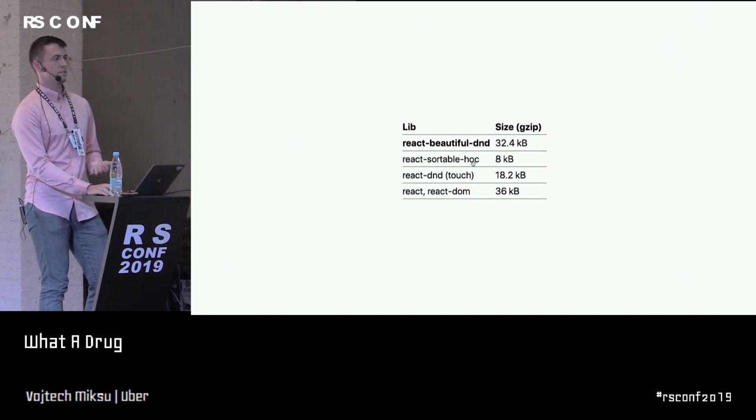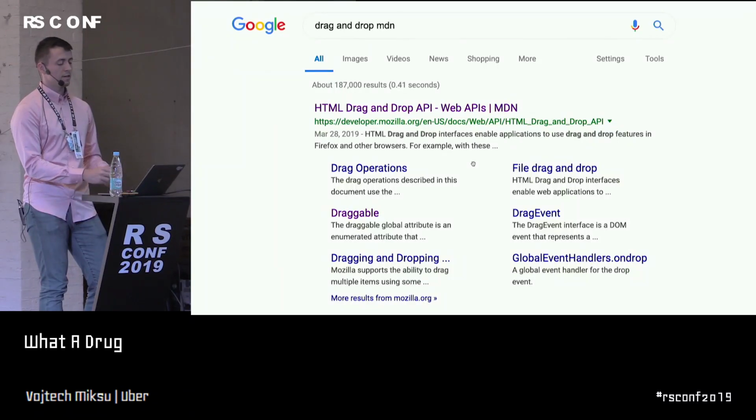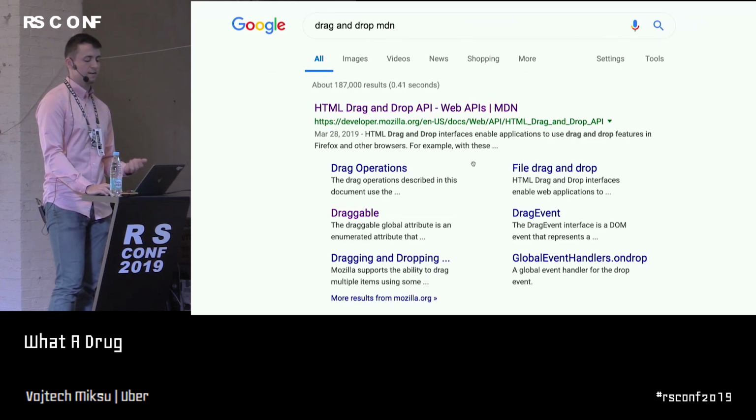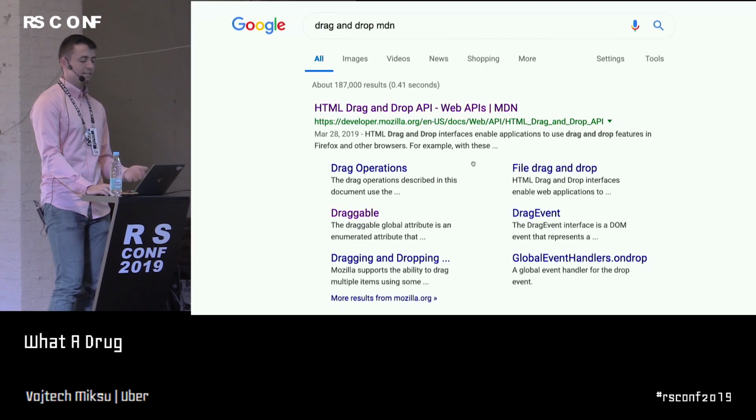So my next thinking was, OK, 32 kilobytes, that's a lot for something so small as a sortable list. Can we make this smaller? So I started looking into implementing this thing from scratch. That brought me to Google and just searching for drag and drop MDN. And bingo, the first result: HTML drag and drop interfaces enable applications to use drag and drop features in Firefox and other browsers. That sounds really, really great.